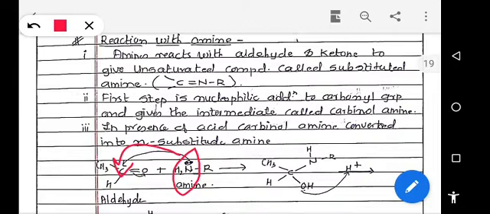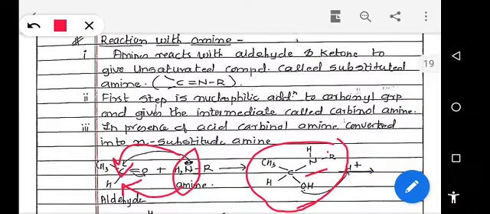So the amines, when they react with the aldehyde and ketones, give the unsaturated compounds called substituted amines. And the first step is nucleophilic addition to the carbonyl group. Nucleophilic addition to the carbonyl group means this group is adding on the carbon. No group is removed from here, only rearrangement takes place. And the intermediate is called the carbinolamine. This is the carbinolamine. Oxygen and nitrogen both are present in the same molecule.